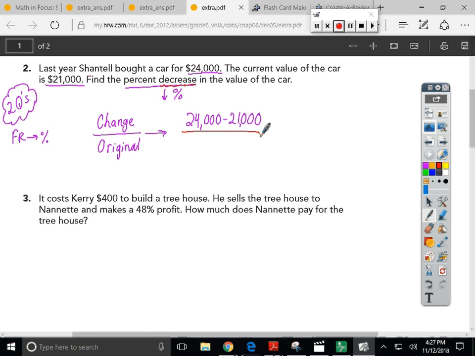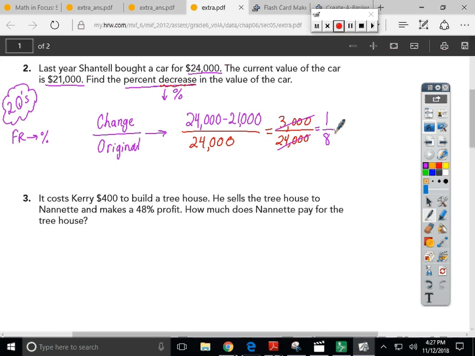And this will go over the original amount. So the original value of the car was $24,000. We're really ready to simplify this fraction. So if you look at this subtraction, 24,000 take away 21,000, I get 3,000 in the numerator. And my denominator has not changed. You might notice that we could simplify. Both of these divide by 3,000. Well, 3,000 goes into 3,000 one time, and 3,000 goes into 24,000 8 times. I get 1/8.